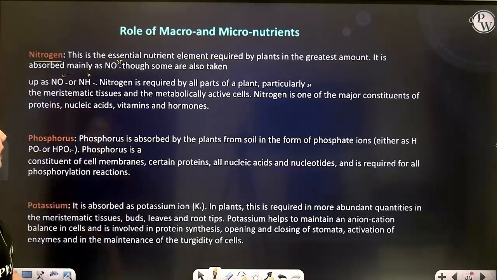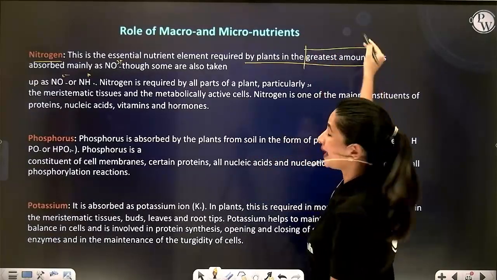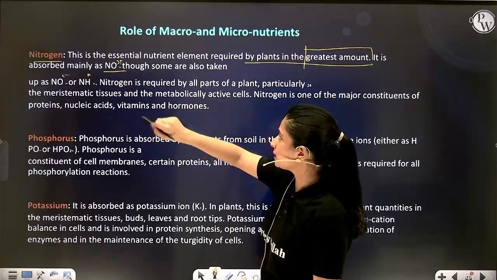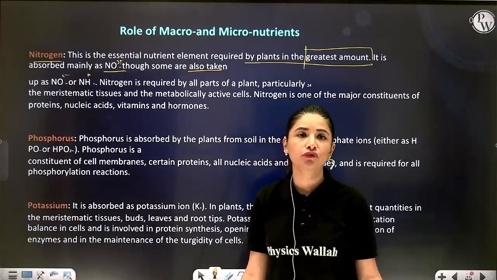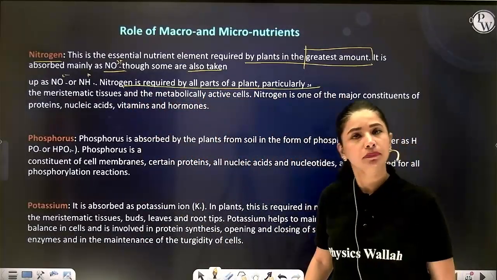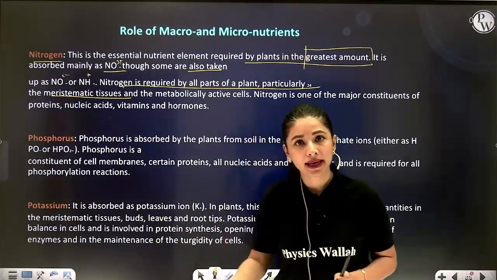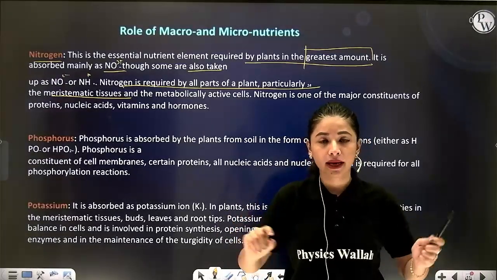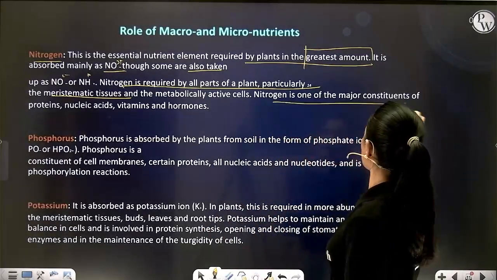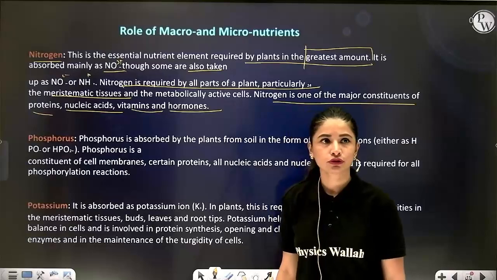Clear? Now, moving ahead. This is the essential nutrient element which is required by the plant in the greatest amount. Why greatest amount? Obviously, it is one of the structural elements. It is absorbed mainly as nitrate ion. However, some plants can also absorb nitrogen in the form of nitrite or ammonium. Nitrogen is required by all parts of the plant body, particularly the growing parts, the meristematic parts, because their cells are dividing. When cells are dividing, they need to make new cell wall and cell membrane, and for this nitrogen is required. Clear? Nitrogen is one of the major constituents of proteins, nucleic acids, vitamins and hormones. So you have to remember this.